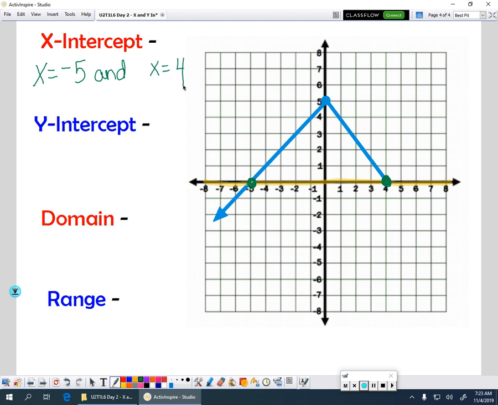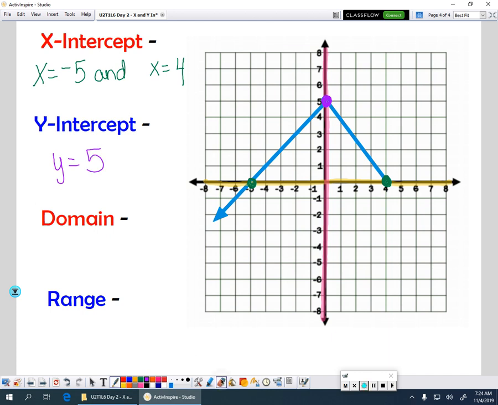Now, our y-intercept is where we cross our y-axis. So I'll highlight that y-axis. I'm going to look really quickly. I see right here, this is my y-intercept. Okay, my y-intercept is where y equals 5.